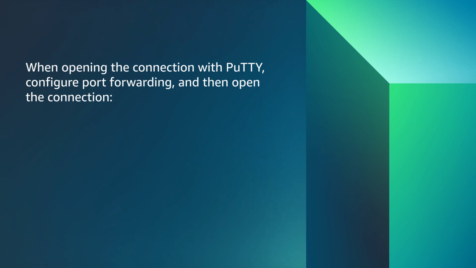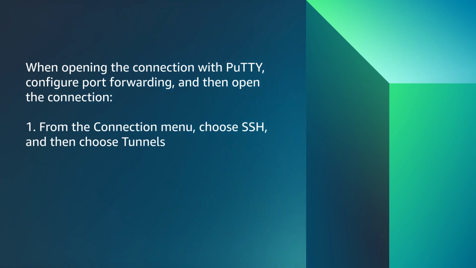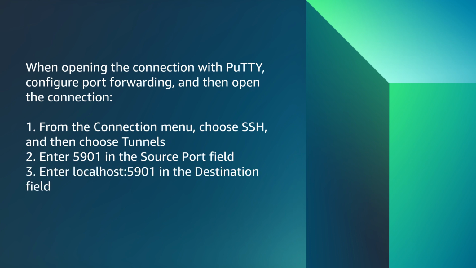When opening the connection with PuTTY, configure port forwarding and then open the connection. From the Connection menu, choose SSH and then choose Tunnels. Enter 5901 in the source port field. Enter localhost:5901 in the destination field. Choose Add.